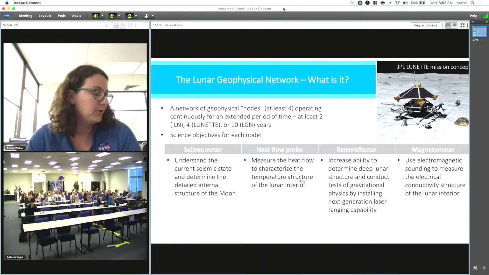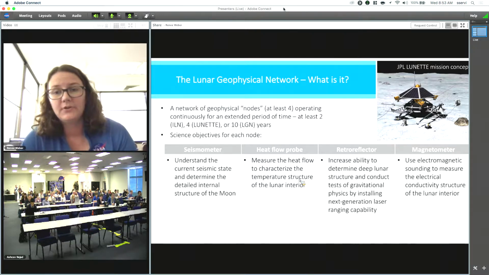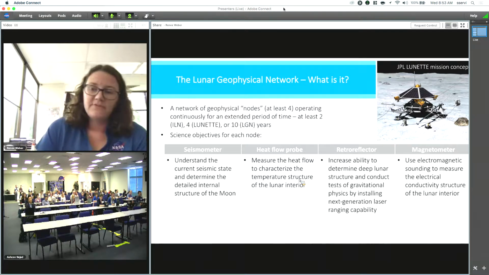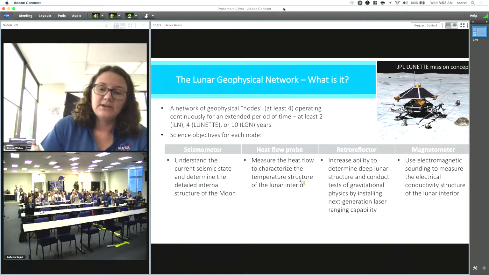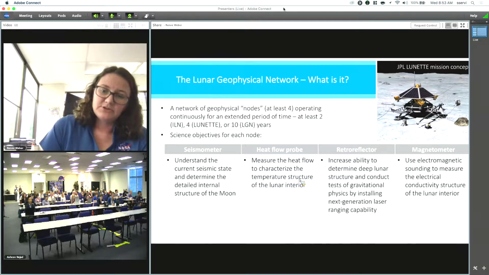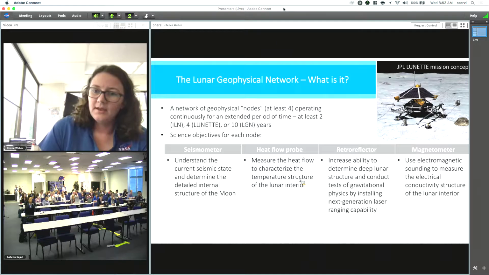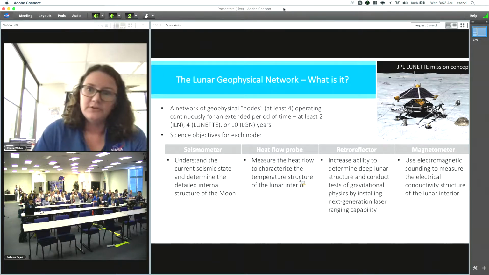Remember, I mentioned before that we were close to being able to determine the presence of a solid inner core using lunar laser ranging analyses alone. And if we could increase the number of retroreflectors and increase the footprint of the retroreflector array, we could better determine deep structure and also conduct tests of gravitational physics. And finally, a magnetometer allows us to use electromagnetic sounding to measure the electrical conductivity structure of the lunar interior.